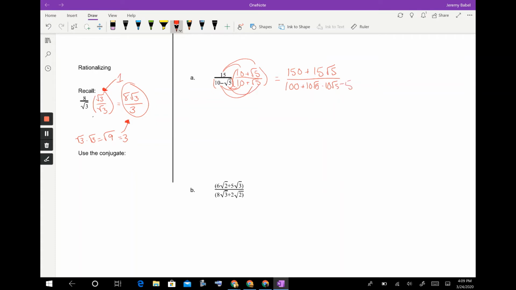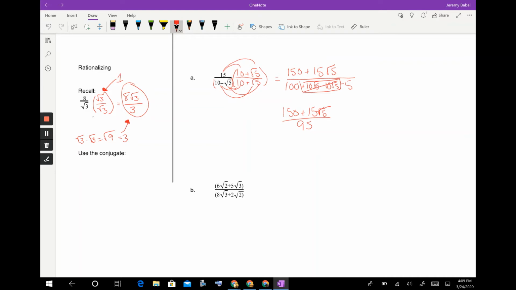Now, at some point, you might get to a spot where you recognize how to use that factor pattern and just have 100 minus 5 right from the beginning, because these do cancel to 0. So our denominator is 100 minus 5, which is 95. Our numerator is going to be 150 plus 15 root 5. That's rationalized. In my math lab, you probably would be expected to simplify this a little bit more.